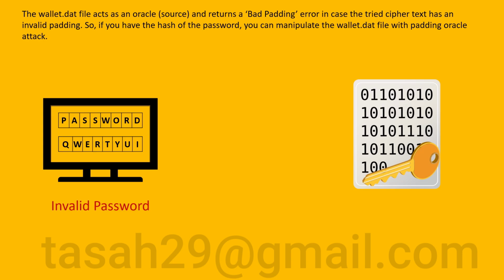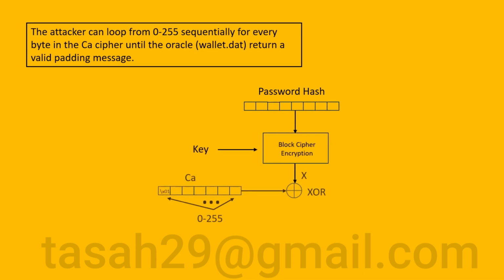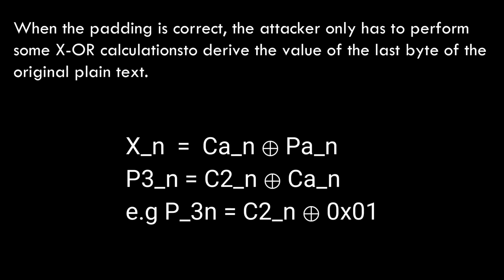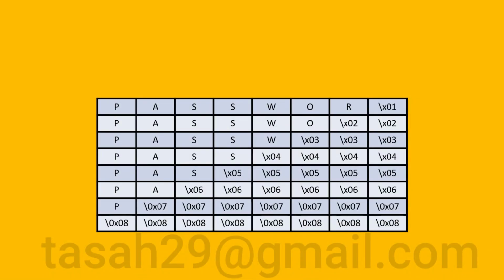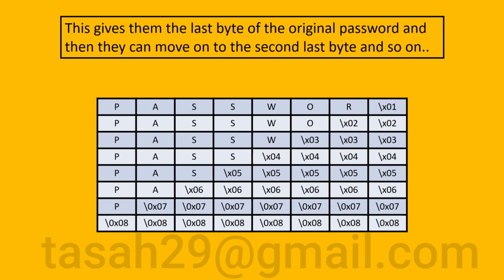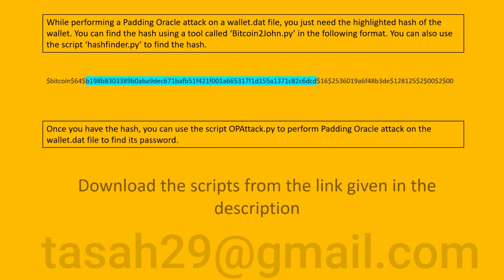The attacker can loop from 0 to 255 sequentially for every byte in the ciphertext until the oracle returns a valid padding message. When the padding is correct, the attacker only has to perform some XOR calculations to derive the value of the last byte of the original plaintext. This gives them the last byte of the original password, and then they can move on to the second last byte and so on.